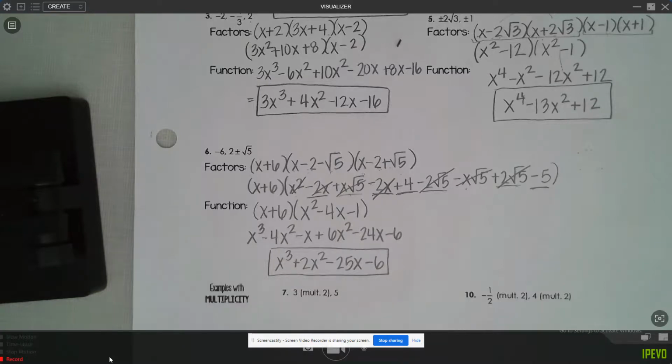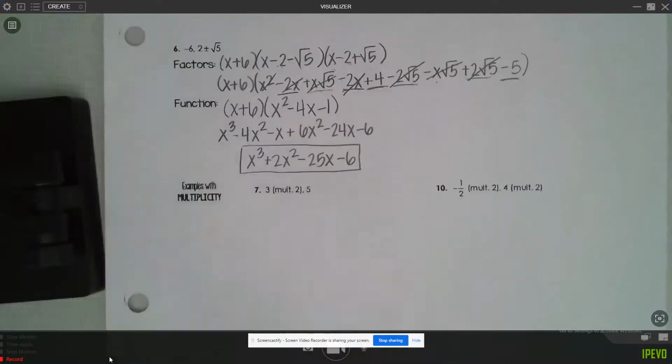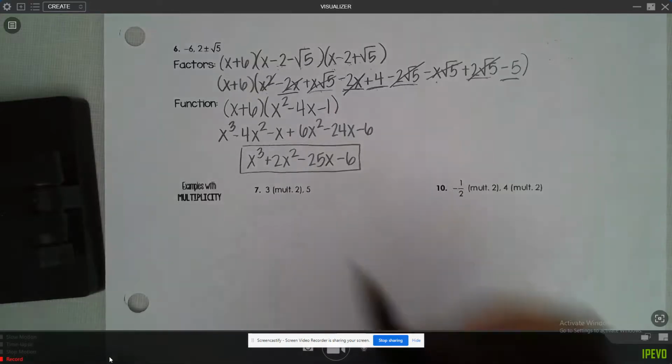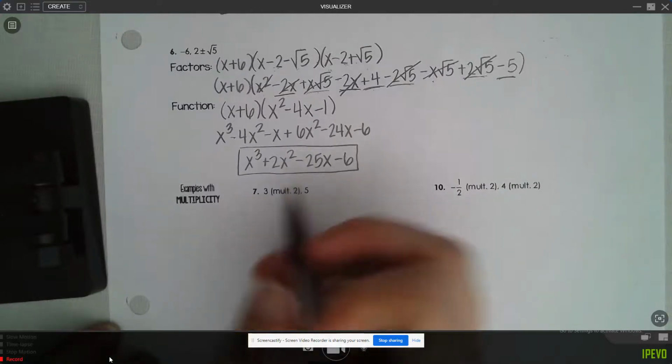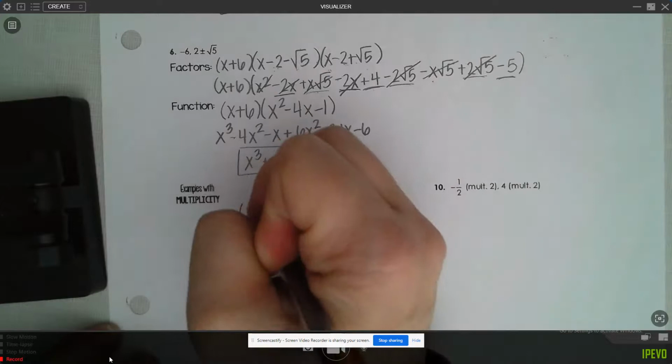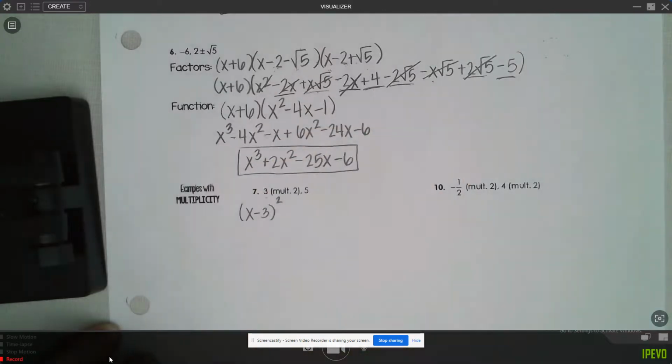Yeah? What happens if I add some multiplicities on there? What happens if I say you have a 0 at 3, but you have a multiplicity of 2? That means it's going to be squared, right? That's how we figured out when we graphed it. So if my 0 is 3, what's my factor? So this is x minus 3, the quantity, squared.